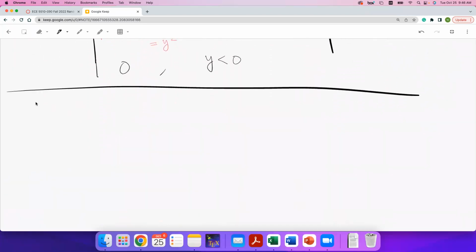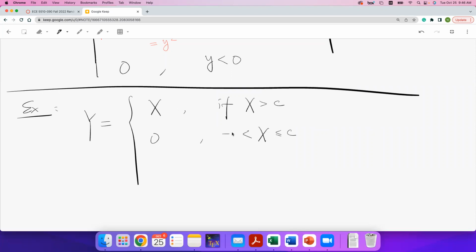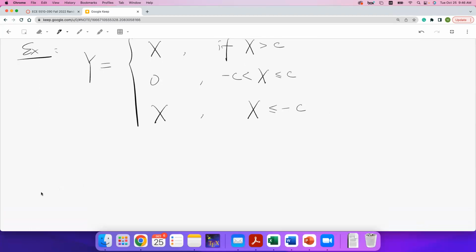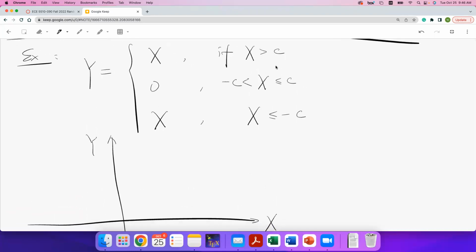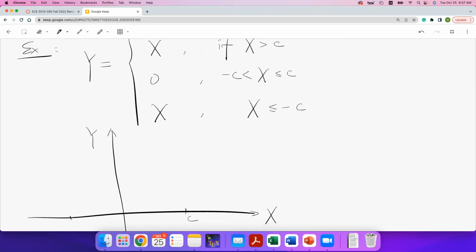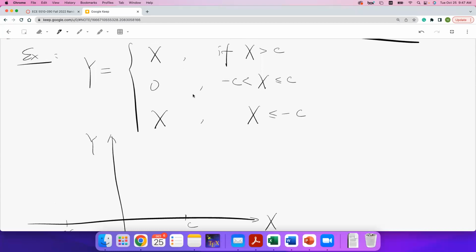Okay. So there's one last example I want to go through. We define the random variable y to be a piecewise linear function. Okay, so this is the transformation, and you can first sketch this function. So we have two change points, c and negative c. In between we have 0.